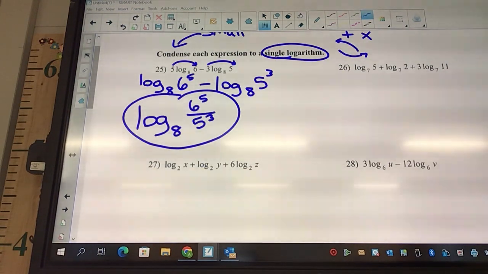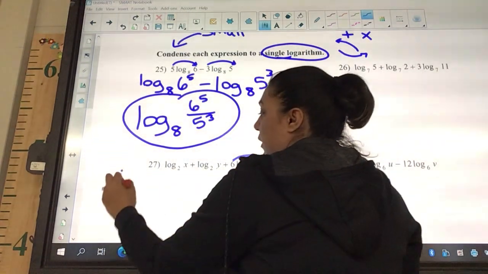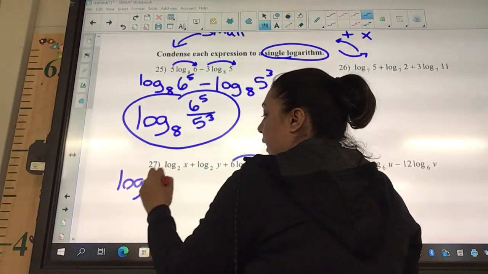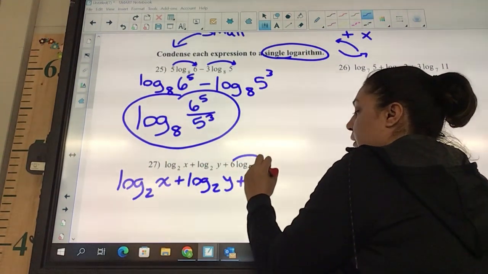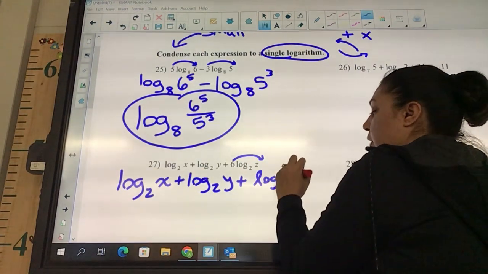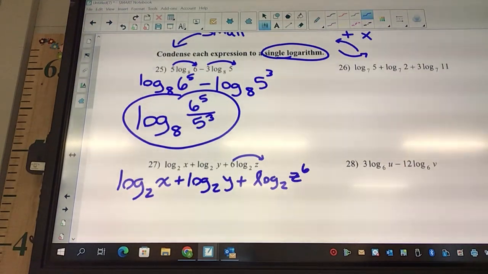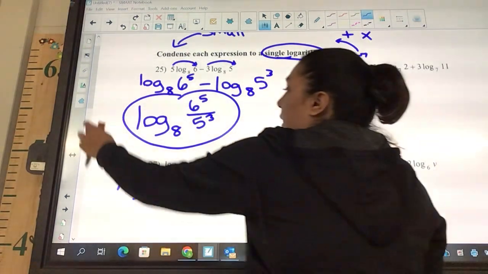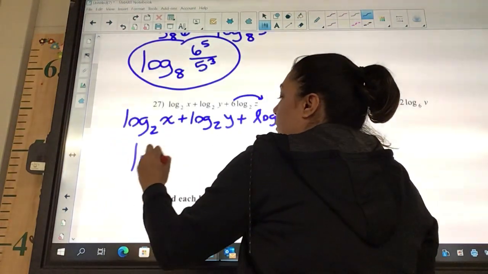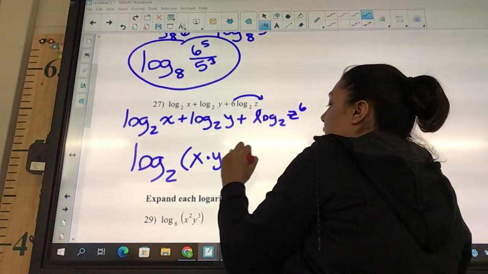What's the very first thing we need to do? Move the 6. So this is gonna look like log 2 of x plus log 2 of y plus log 2 of z to the 6th power. Okay, and then what? How do you get off that? You gotta add them together, or multiply them together, okay, because it's addition. So we're gonna say log 2 of x times y times z to the 6th, okay?